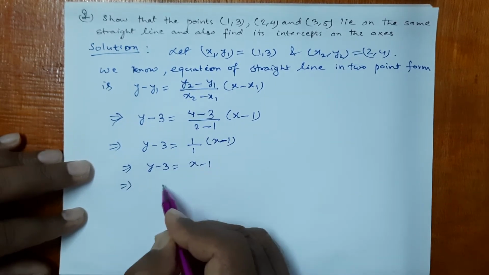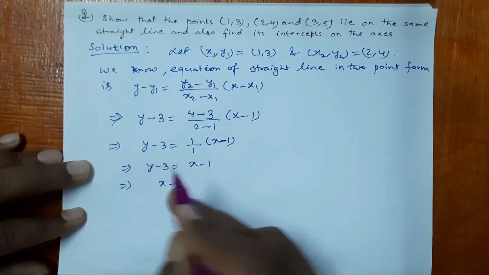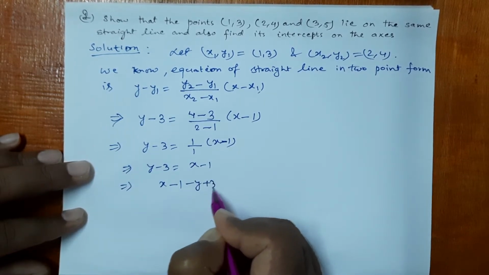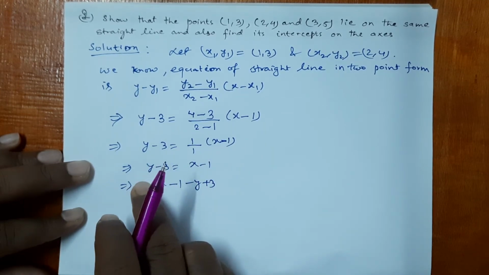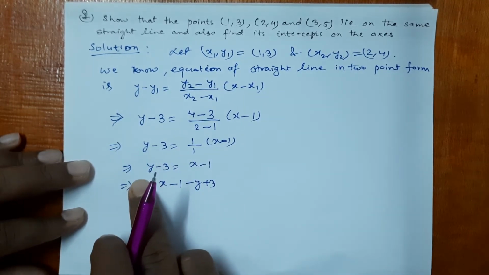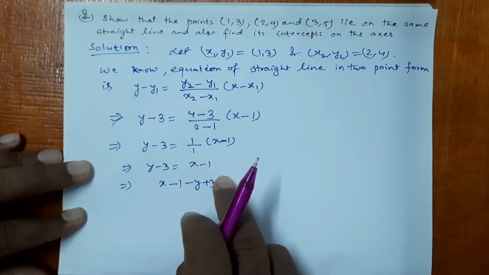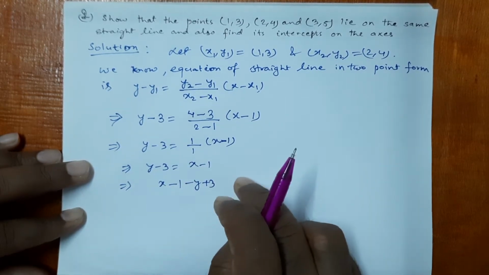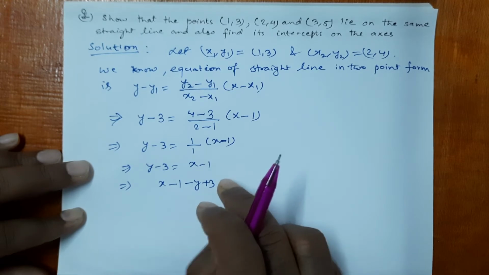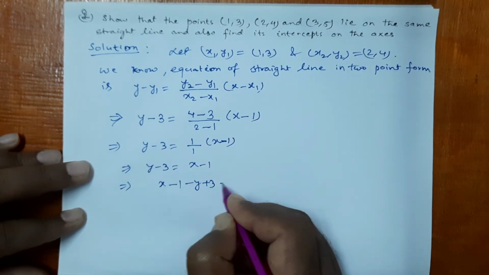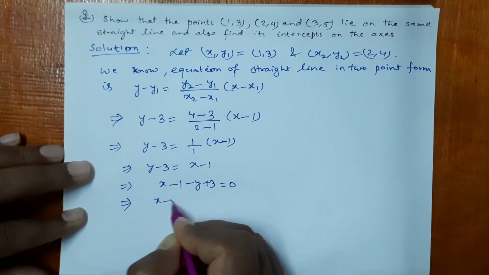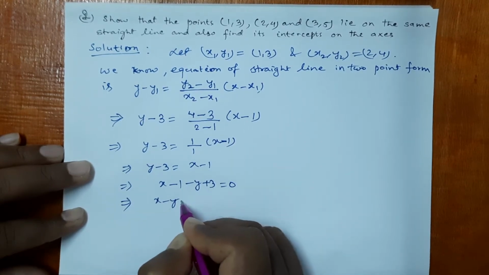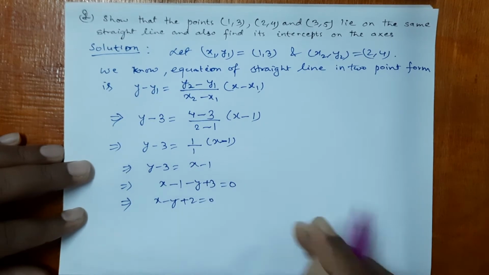So now x minus 1, this y minus 3 goes to the other side as minus y plus 3, and this is shifted to the other side, so equal to 0 will be here. If you write equal to 0 here, its meaning is that this expression is 0. If you write equal to 0 here, its meaning is also that this expression is 0. So we can write equal to 0 on this side as well. This implies x minus y plus 3 minus 1, that is 2, equals 0.